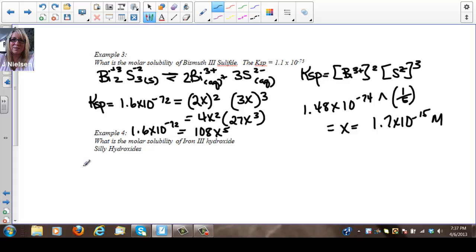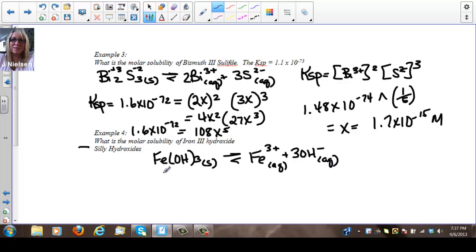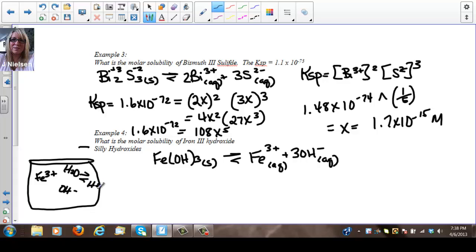What is the molar solubility of iron 3 hydroxide? It says silly hydroxides. I'd prefer to call them pain in the butt hydroxides, and you'll see why in a moment. So Fe(OH)3 solid dissociates into Fe3 plus and 3 OH minus, and these are aqueous. Something special about hydroxides is that not only do you have Fe3 plus and OH minus, but you also have water which autoionizes, producing H plus and more OH minus. And this only happens with hydroxides.